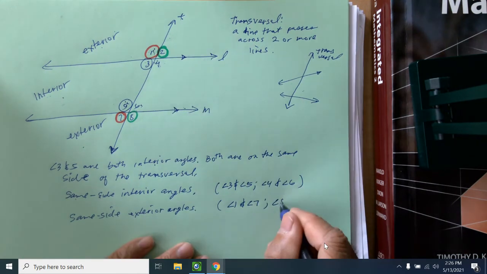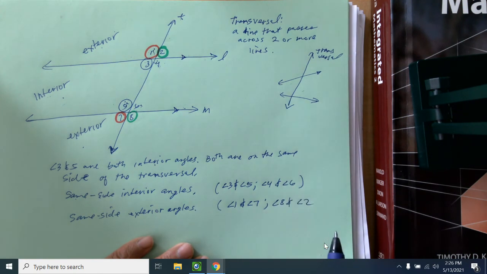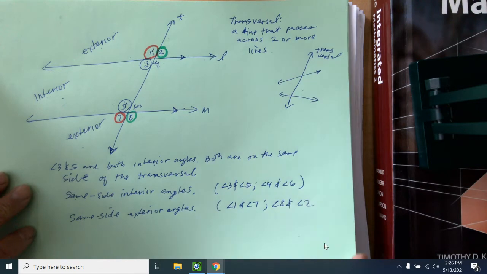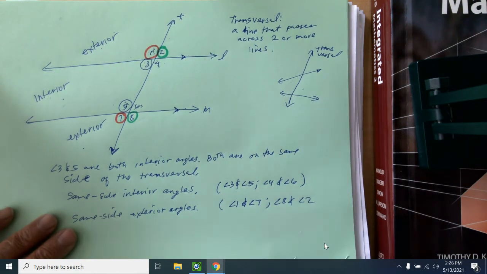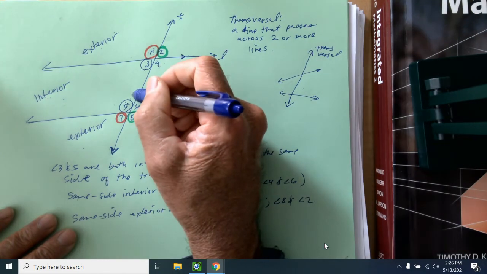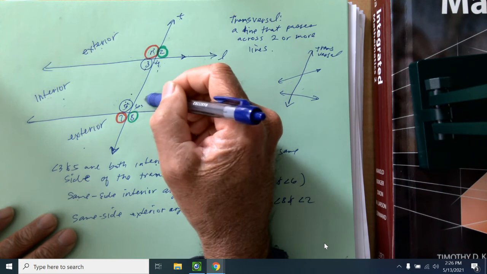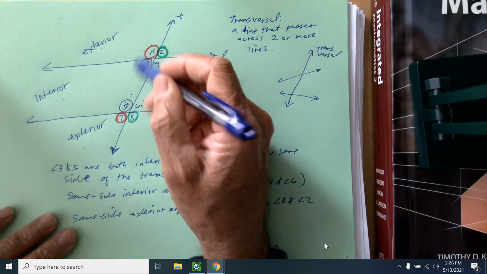So angle 8 and angle 2. Okay? Now I'm going to draw another picture real quick because I don't want it to get too cluttered. So same side interior, same side interior. If they're outside, then it's same side exterior. Okay.